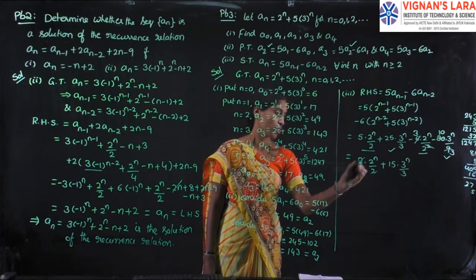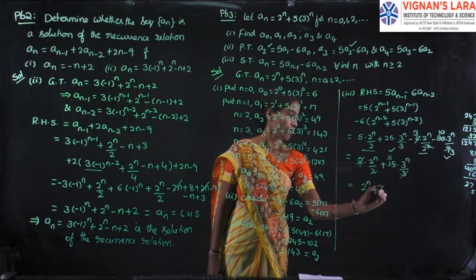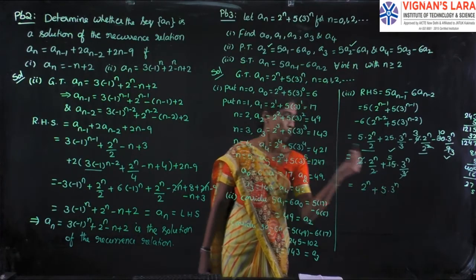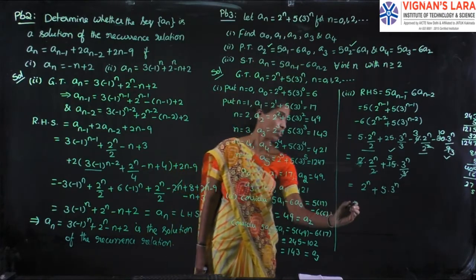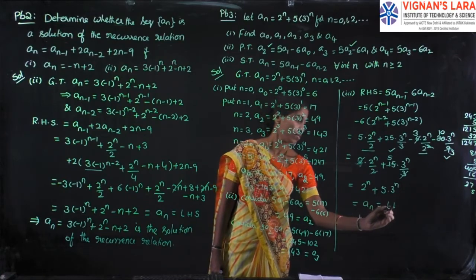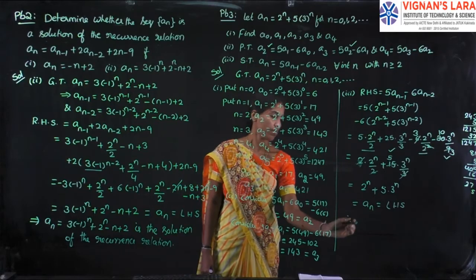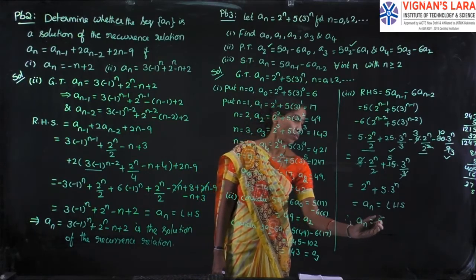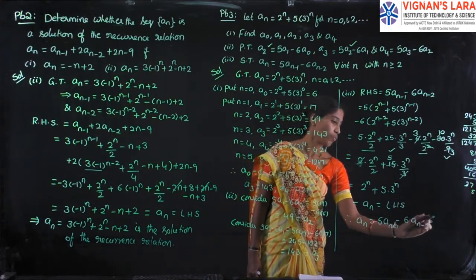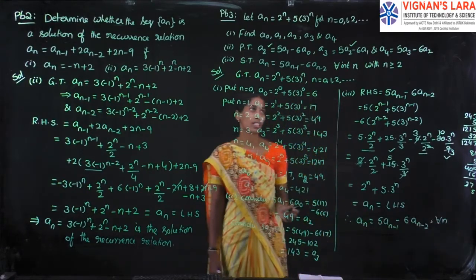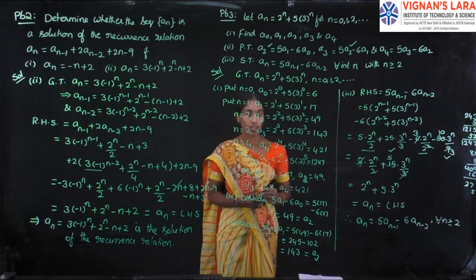Here these two get cancelled. We get 2 power n. 3 fives cancel. 5 into 3 power n. 2 power n plus 5 into 3 power n is nothing but a_n. It is LHS. Right? Therefore, we can say that a_n is equal to 5a_(n minus 1) minus 6a_(n minus 2) for all integers n with n greater than or equal to 2.